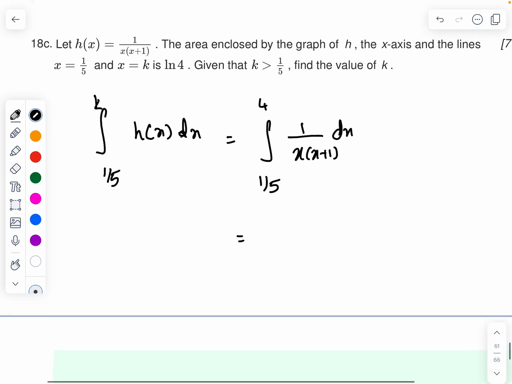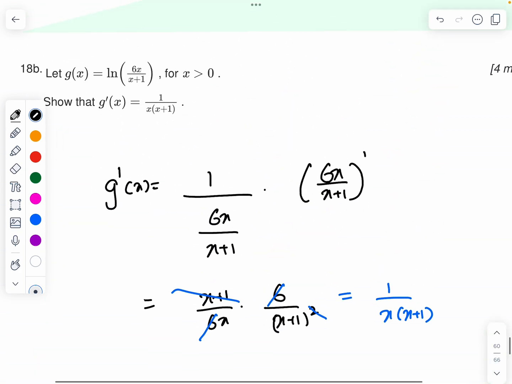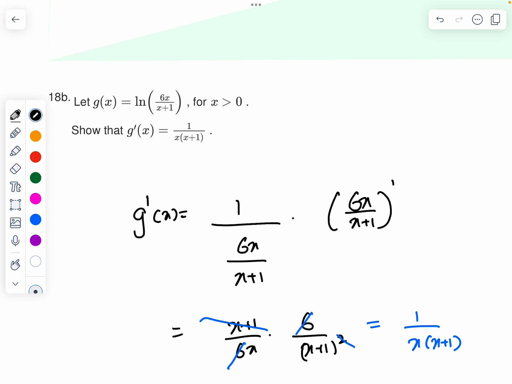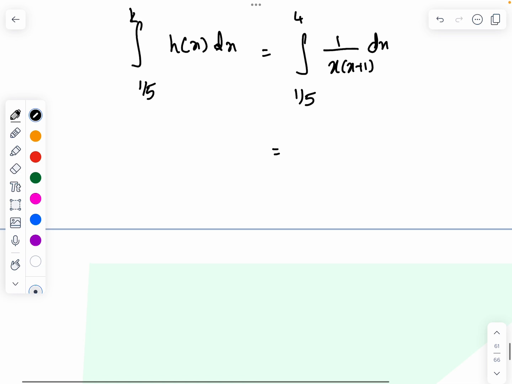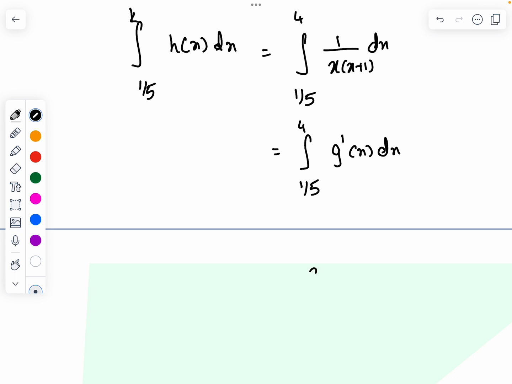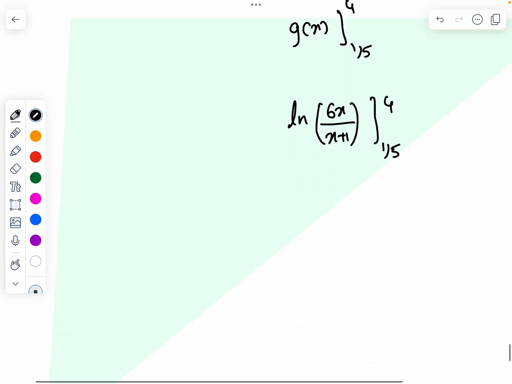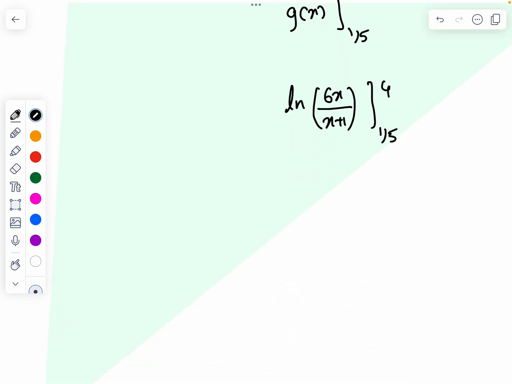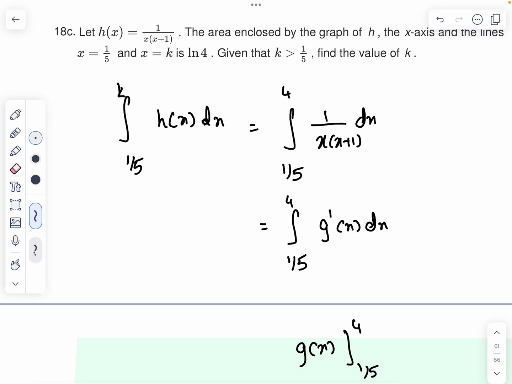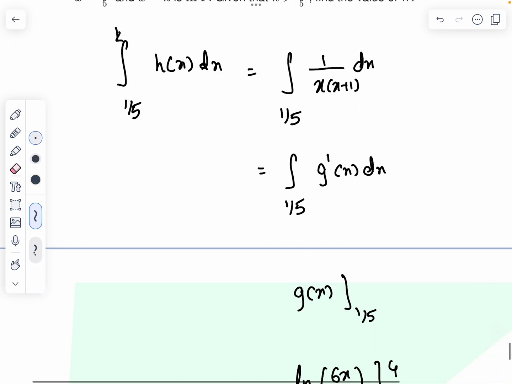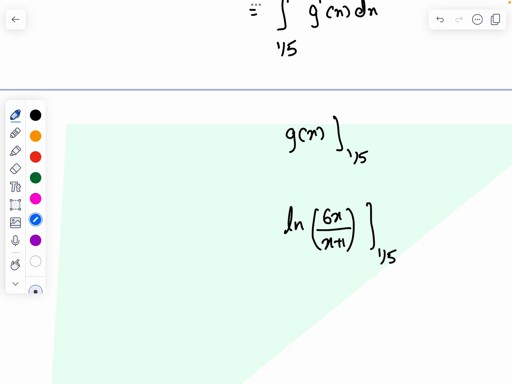1 upon x times x plus 1, just now we have done it. This is g prime x. The integral of g prime x is going to be g of x, from 1 upon 5 to k. What is g of x? G of x is ln 6x upon x plus 1, from 1 upon 5 to k. So plug in that one, 1 upon 5 to 4 not, it is k. So it was not 4, it was k. I make the correction over there.